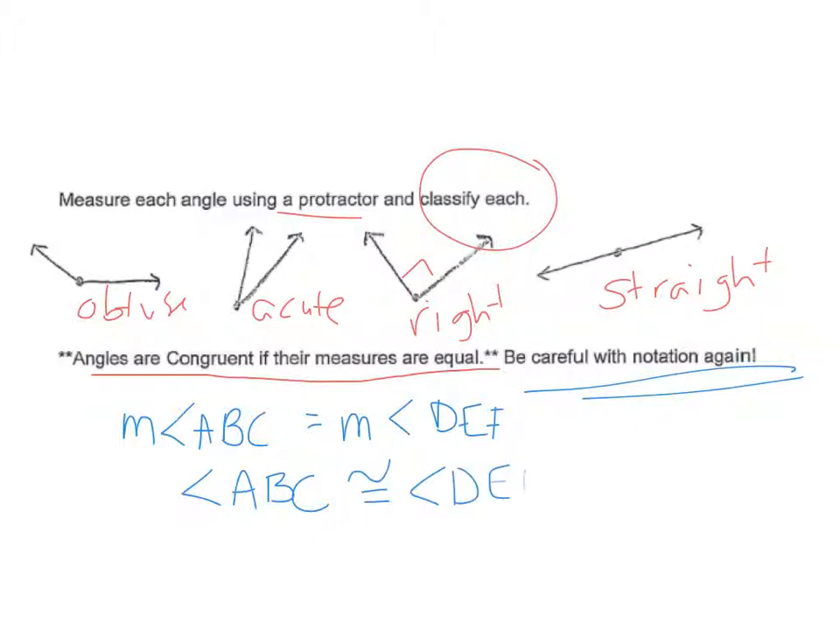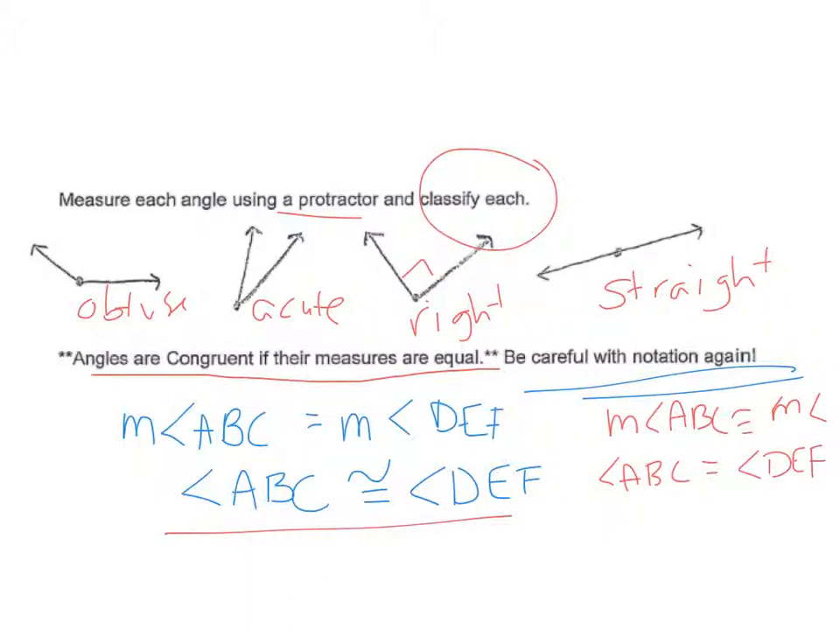This is what wouldn't work: you couldn't say the measure of angle ABC is congruent to the measure of angle DEF. You can't say the measures are congruent. You also couldn't say angle ABC is equal to angle DEF. The angles are congruent or their measures are equal. You can't flip-flop the notation.